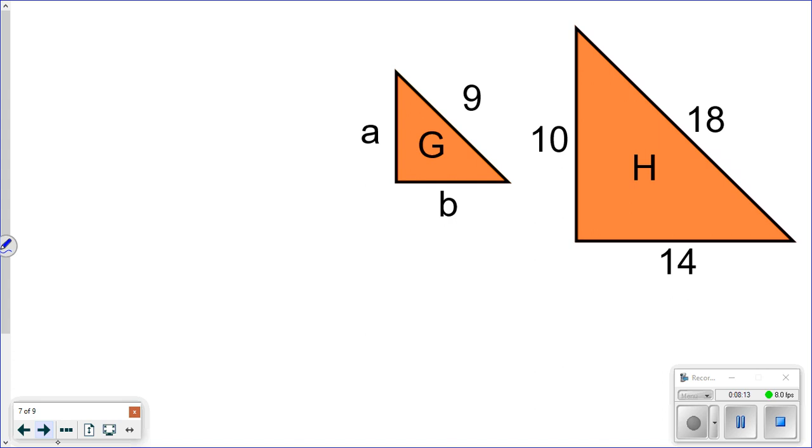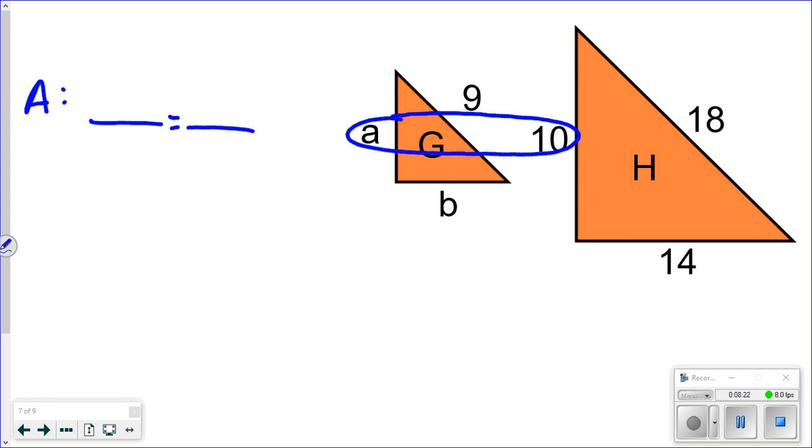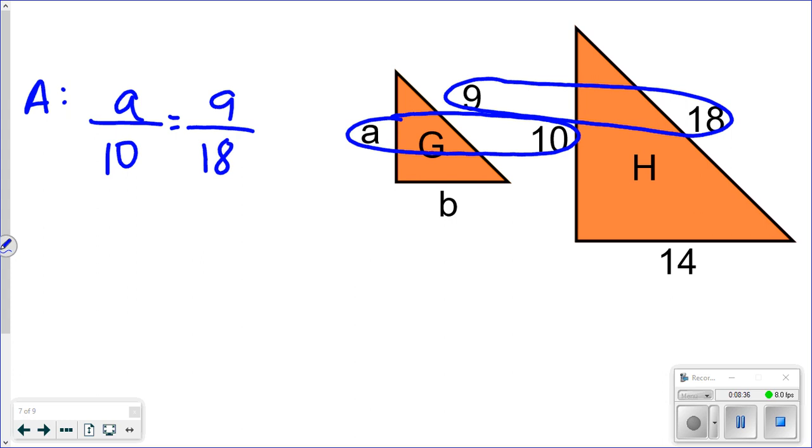Okay, I'm going to find A first. I know that A corresponds with 10, so I can do A over 10. Then I have to find something that corresponds from G to H. Well, I know B and 14 aren't going to work because I cannot have two letters in my proportion. But I know 9 to 18 can work. So set up and do your division.